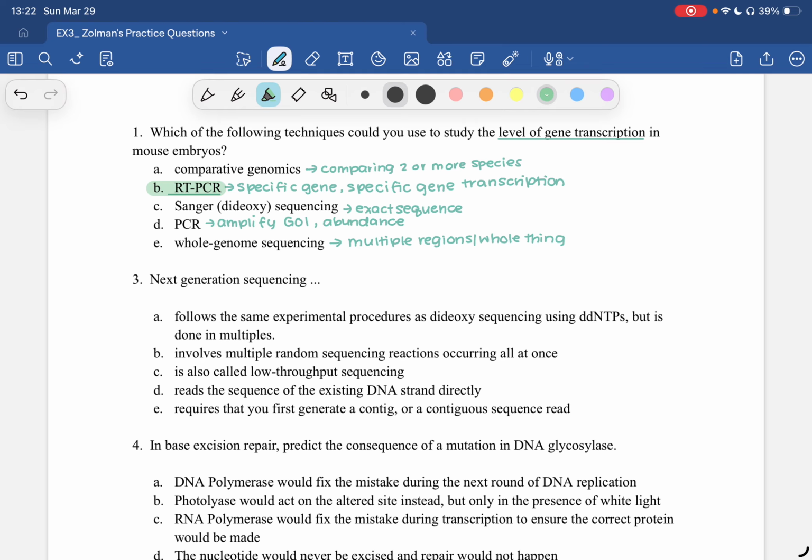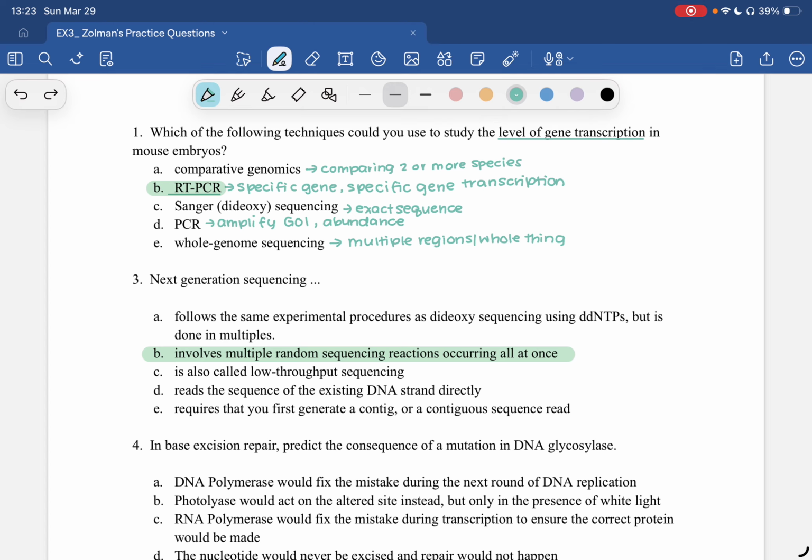So for the correct answer for this one, I'll give you a minute: pick which one you think it is, stop the video, and then resume to check your work. But the correct answer for this one is letter B as well. And I'll explain why the other ones are not true. Letter A is not correct because it says that it's using the ddNTPs, but it doesn't use them to terminate DNA synthesis. And then letter C is incorrect because it's called high throughput sequencing, not low throughput.